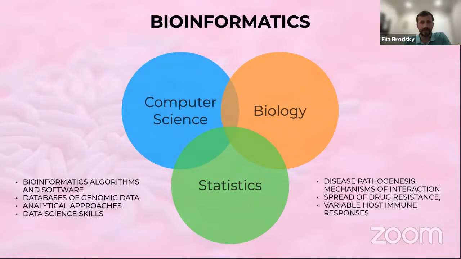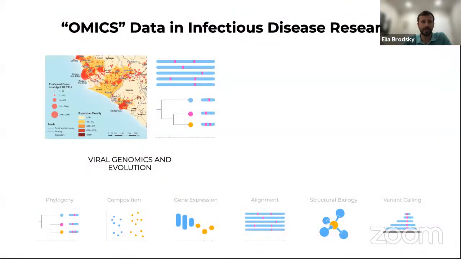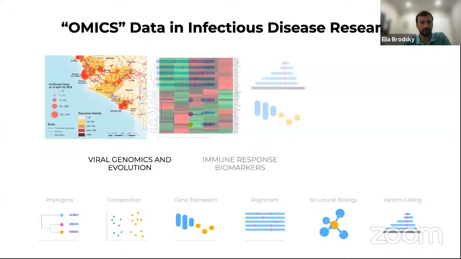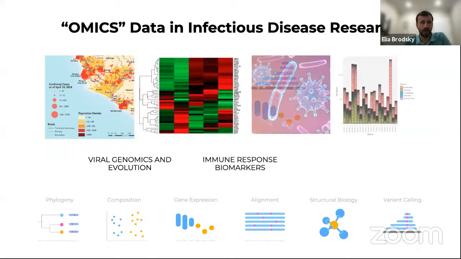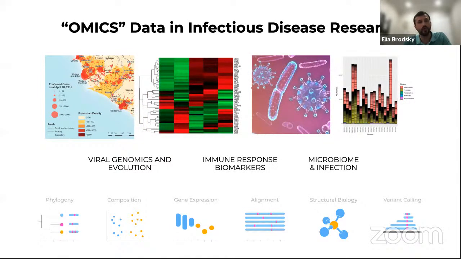And so as an example, we have here a few omics data in infectious disease research that I think we'll also cover in many of the sessions that we'll discuss, that will include an overview of viral genomics and evolution, immune response biomarkers, as well as an overview of microbiome and its role in infection.